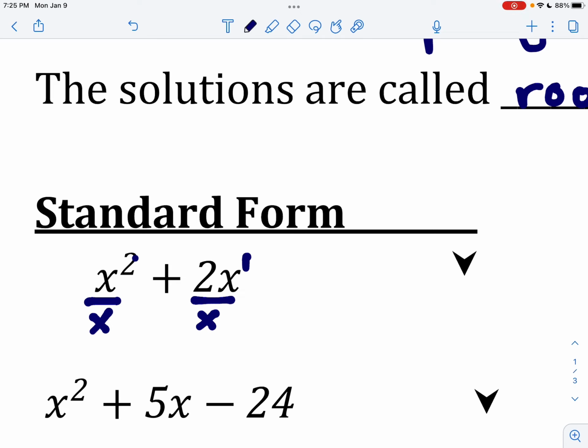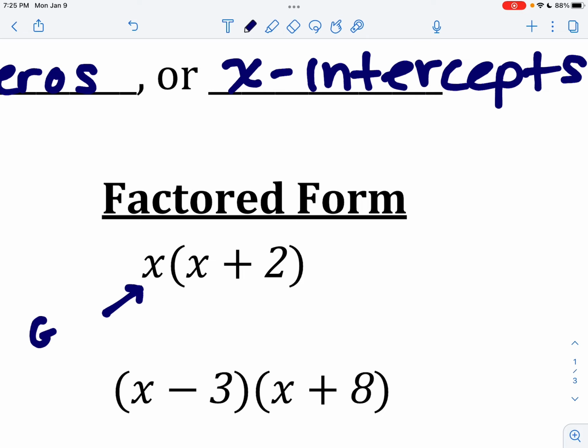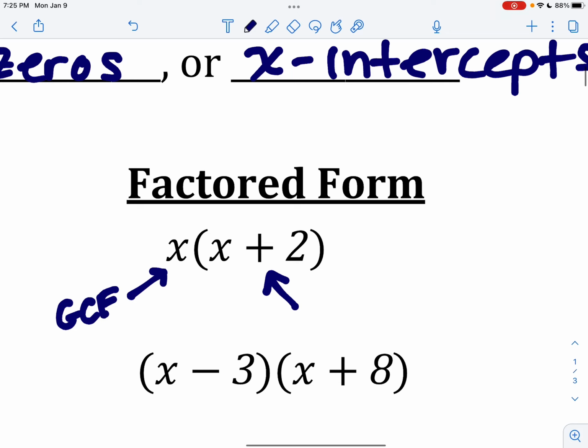So if I take an x out of both of those, I would write the factored form as your x goes on the outside. That's your greatest common factor. And what's left after you take the x out, so out of here, if I take x squared divided by x, I'm going to be left with just an x. Plus, if I take an x out, I'm going to be left with just 2. So what goes inside the parentheses is what's left of the factor after you've taken the greatest common factor out.